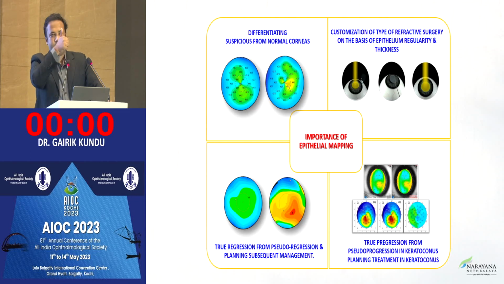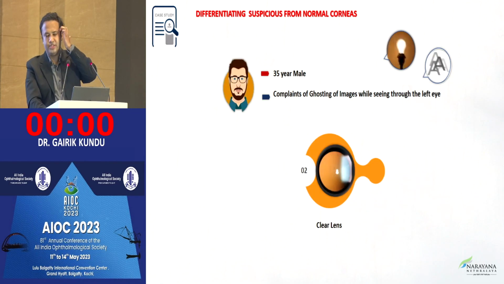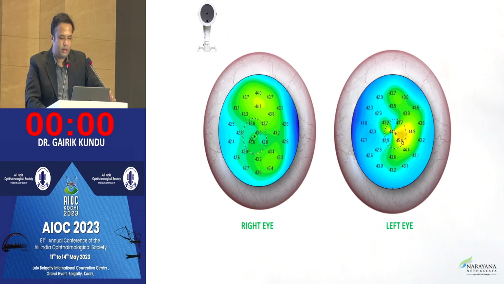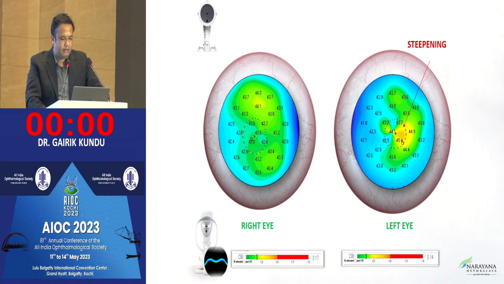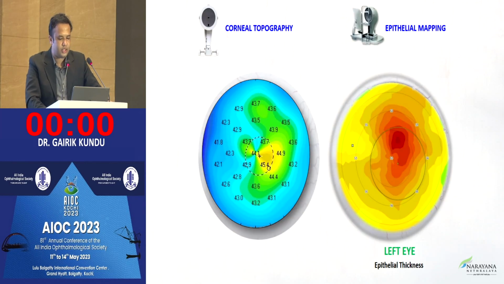So you get scenarios where corneas appear to be suspicious. You get an area of focal steepening. It would be prudent to do an epithelial mapping in those scenarios, simply because sometimes patients do present with ghosting or glare or visual disturbances, and you get a picture such as this. In fact, the epithelium was the culprit. If you see, the area of the steepening coincides with the focal area of epithelial hypertrophy.